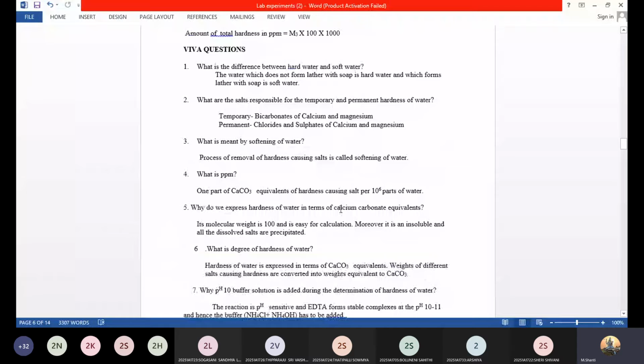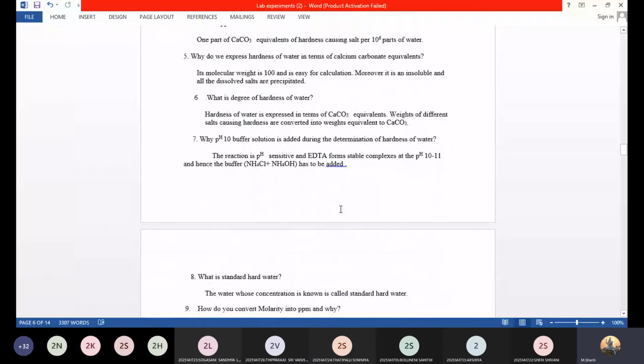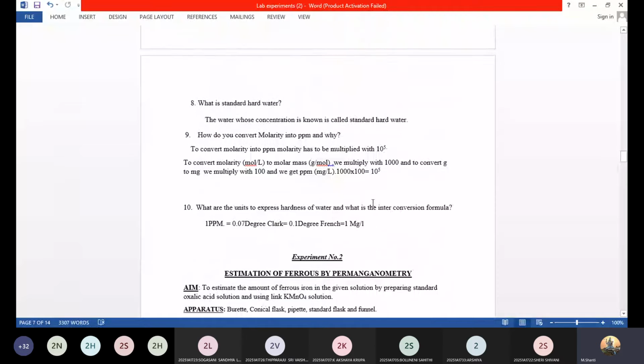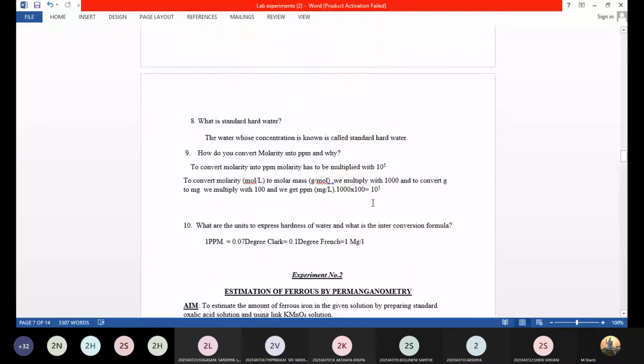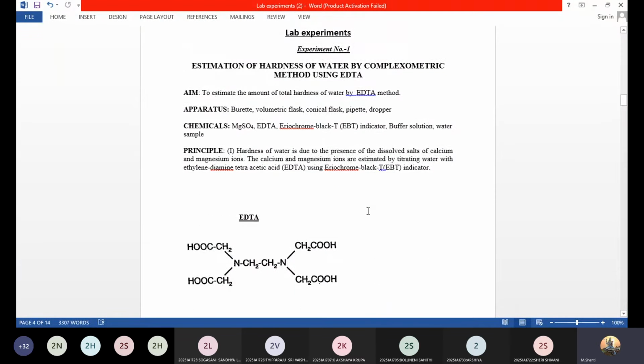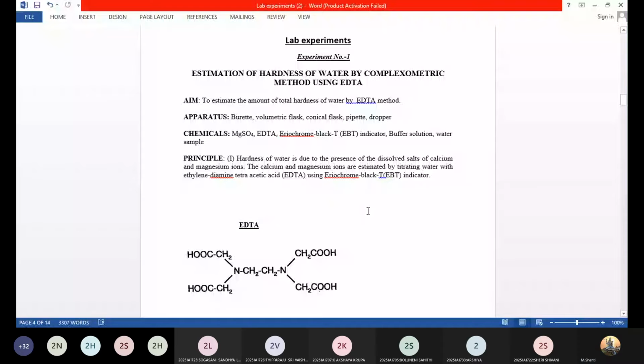How do you convert ppm into degree Clark? 1 ppm equals 0.07 degree Clark. Likewise, degree French is 10 mg per liter. While you are doing your experiment in the lab, you'll get some doubts.